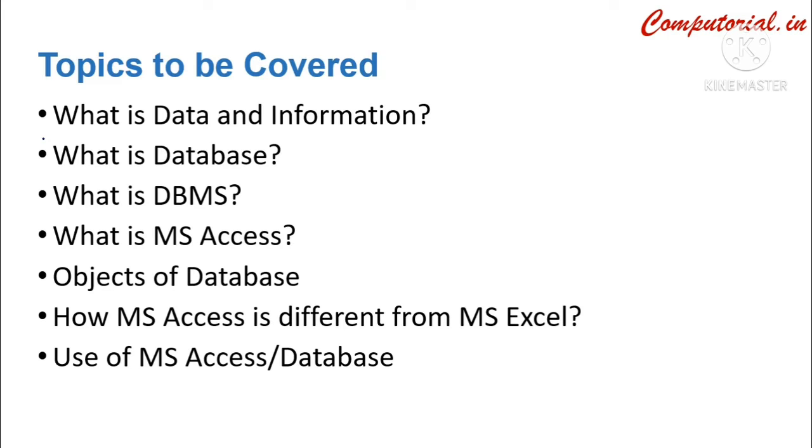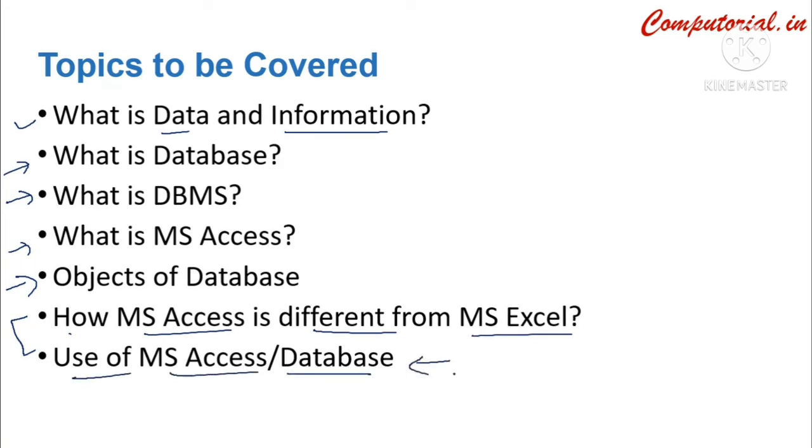It is the second chapter, MS Access. As of now, as you all know, you have mostly completed the concepts of this chapter, theoretically and practically. All the concepts we have discussed. Today's topics to be covered: first, what is data and information; second, what is a database; third, what is DBMS; fourth, what is MS Access; fifth, objects and database, and how MS Access is different from MS Excel; and the use of MS Access database.